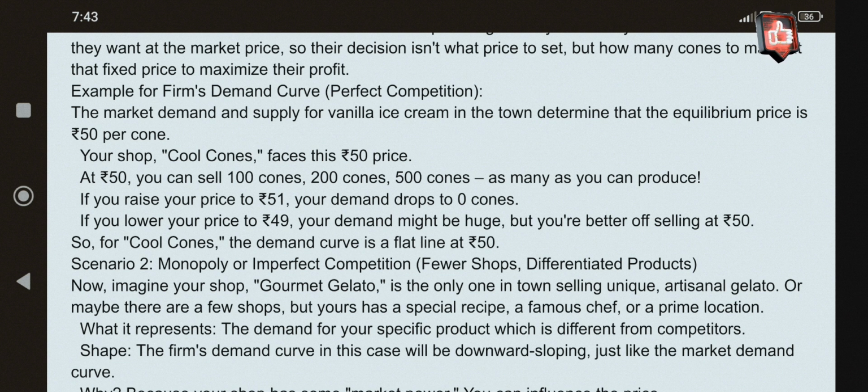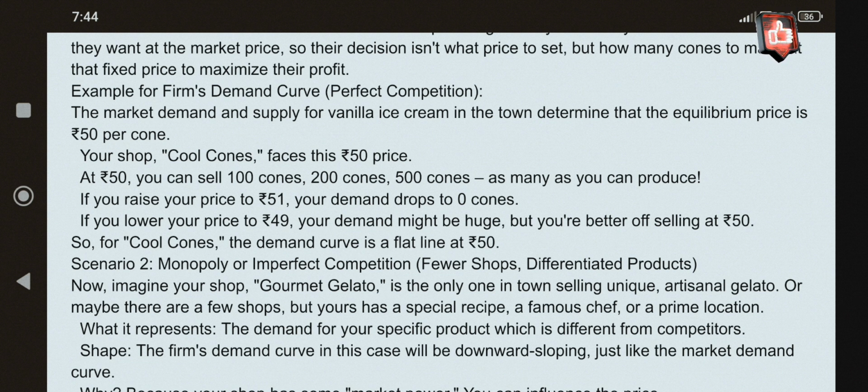Scenario 2. Monopoly or imperfect competition, fewer shops, differentiated products. Now, imagine your shop, Gourmet Gelato, is the only one in town selling unique, artisanal gelato. Or maybe there are a few shops, but yours has a special recipe, a famous chef, or a prime location. What it represents: the demand for your specific product, which is different from competitors. Shape. The firm's demand curve in this case will be downward sloping, just like the market demand curve.